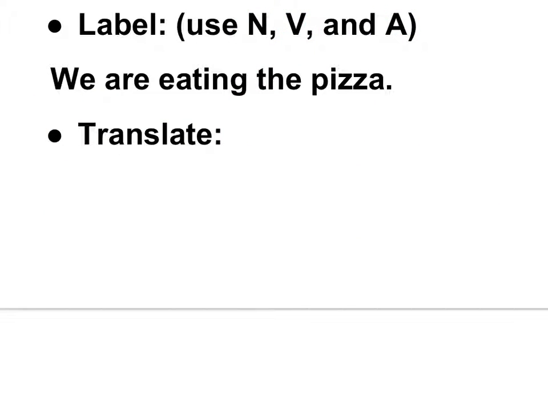We are eating the pizza. So what is your main subject in that sentence? We. Okay, so you'll label it as nominative. What's our verb? Eating? No. Are eating. Both words. Yep, that's a verb. What case is the pizza? Accusative. It's the thing that we are eating. So that's a direct object. So it's accusative.